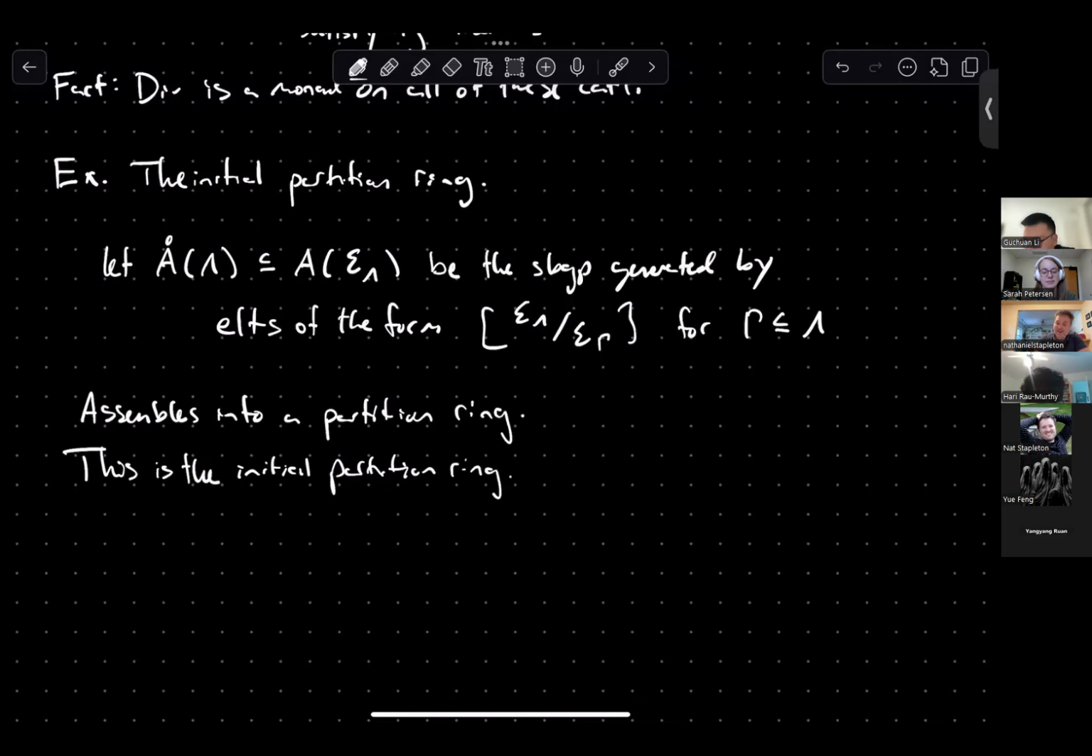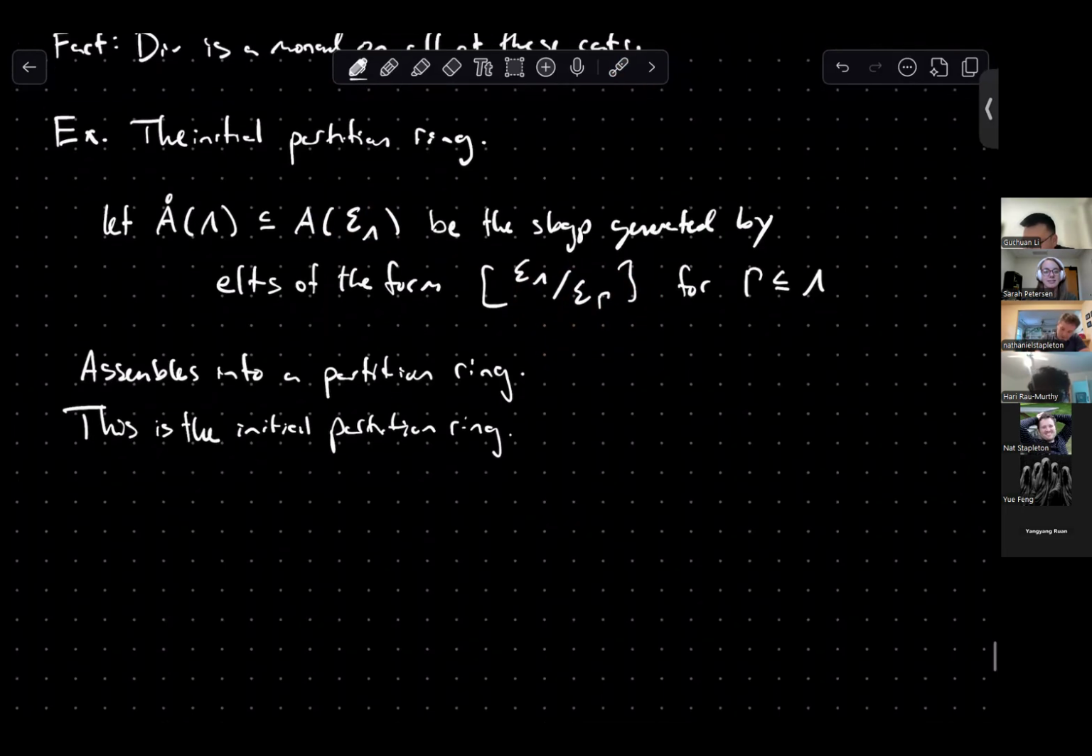And it's way smaller. It's way smaller than the Burnside ring of sigma lambda, right? The Burnside ring of sigma lambda, I can mod out by any conjugates. I can mod out by any subgroup in sigma lambda. Of course, there's lots of subgroups in symmetric groups. Instead, it's just the Young subgroups that this is supported on.